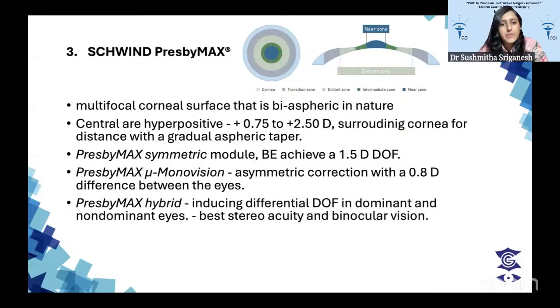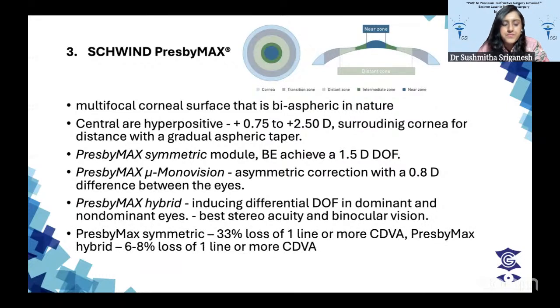And then the latest is the Presbymax Hybrid module, which induces differential depth of field in the dominant and non-dominant eyes. Basically, it creates a depth of field of 0.8 diopters in the dominant and 1.5 diopters in the non-dominant eye. This has the best stereo acuity and binocular vision. Some studies show that the Presbymax Symmetric had a loss of 1 line or more of CDVA in around 33% of patients, whereas the Presbymax Hybrid had a loss of 1 line or more of CDVA in 6 to 8% of the patients.